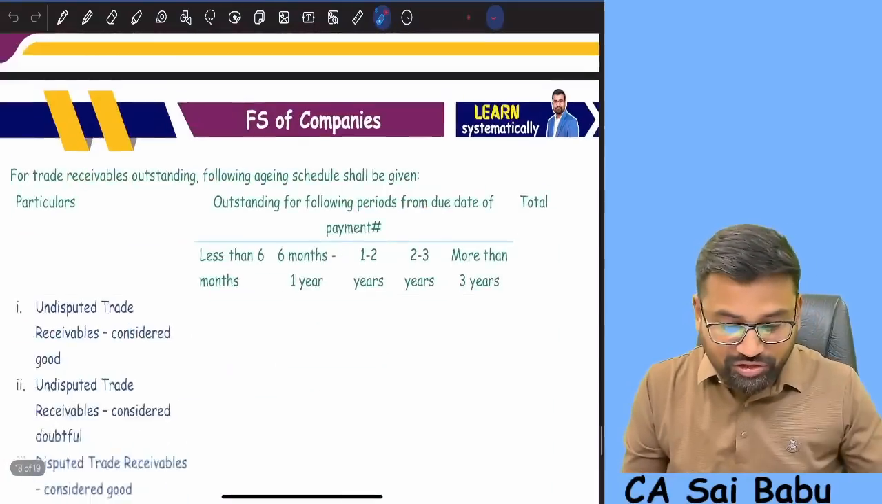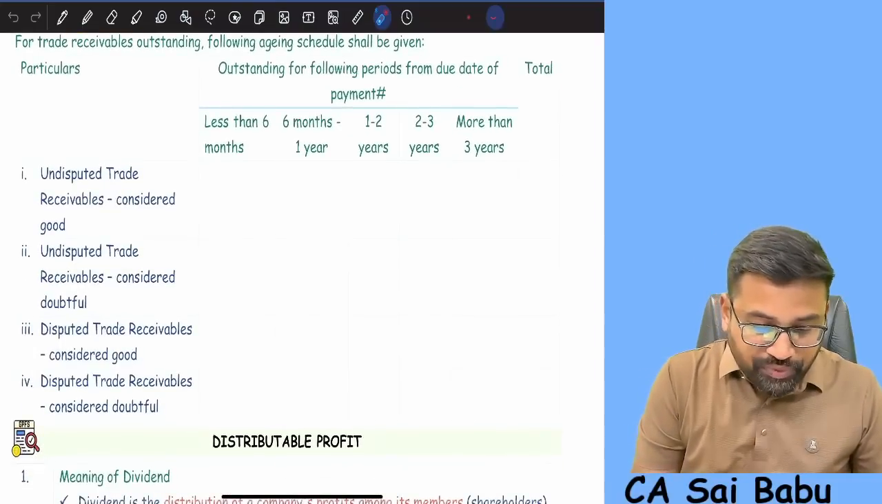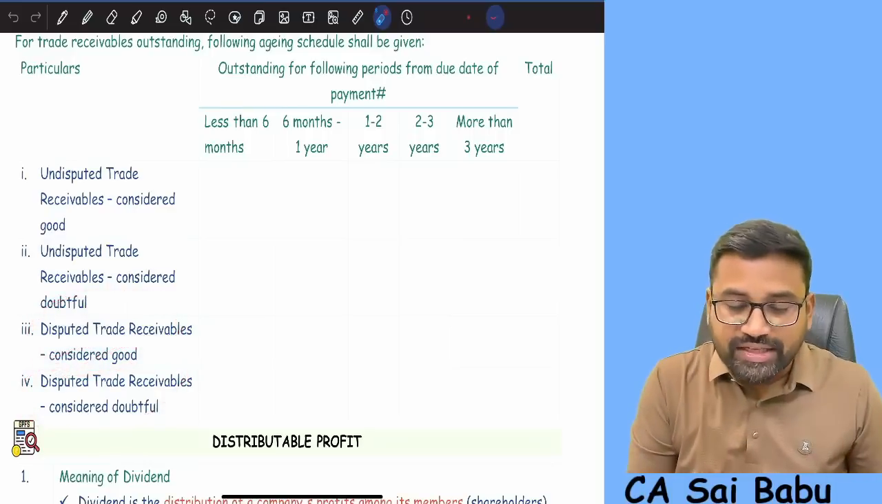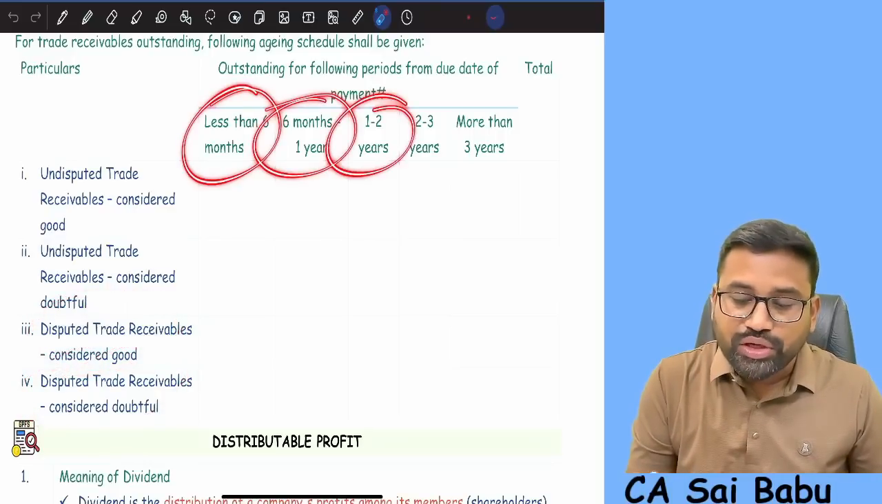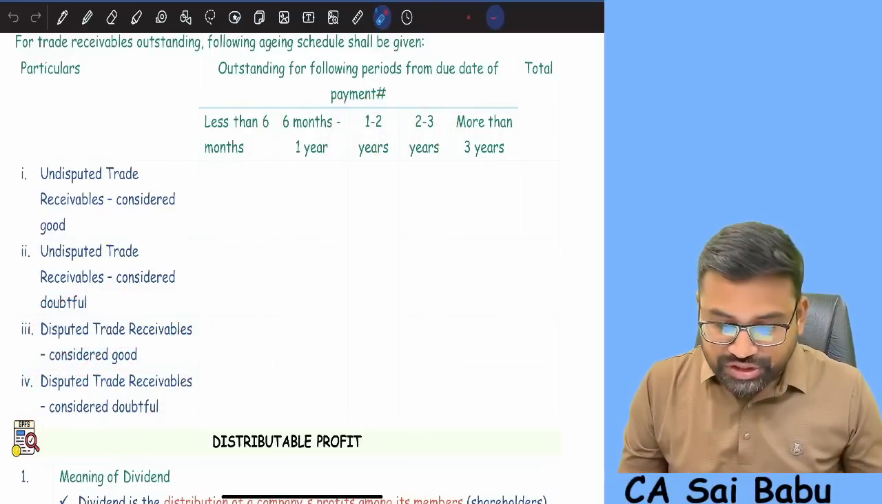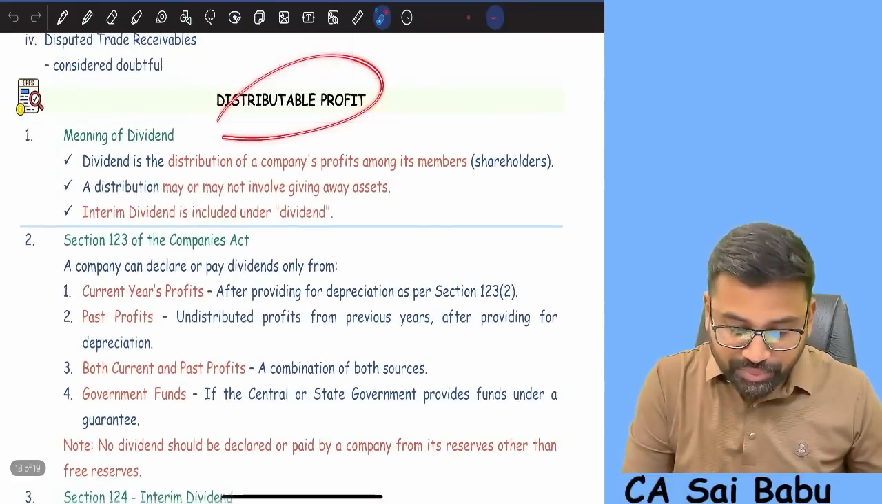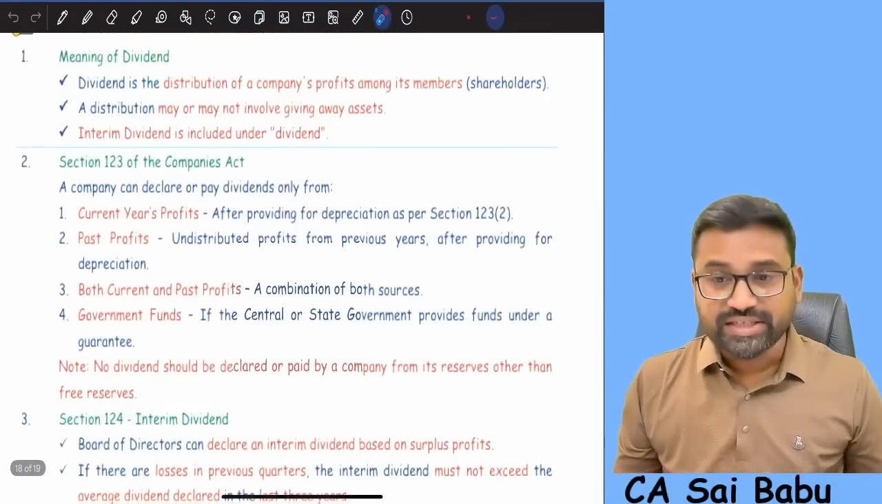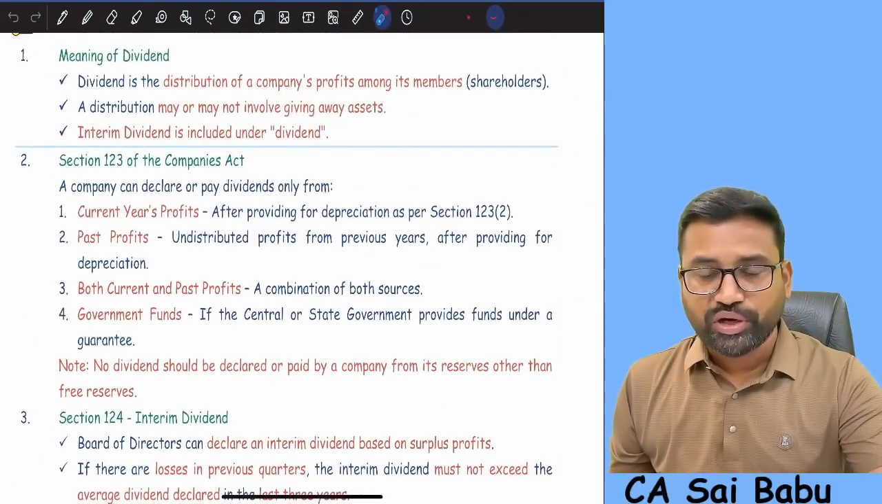These things you see, debtors aging schedule and all. When you are preparing the debtors aging schedule, you remember this: undisputed considered good, undisputed considered doubtful, disputed considered good, disputed doubtful. And this period: less than 6 months, 6 to 1, 1 to 2, 2 to 3, more than 3. So this one you need to remember. And whenever a company gives any dividend from past profits, what are the rules we need to follow? I told you. That's it. These are the important points on financial statements of a company.